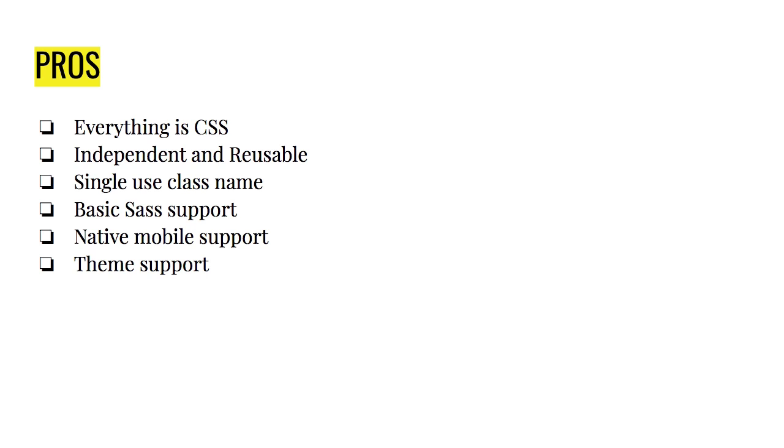Okay, so let's see the pros: everything is CSS here. You can utilize your existing style sheets, just copy the styles from there and paste them here. It's independent and reusable because you have included your CSS in your component file, and you can move it along with your component file with the style, so it's a complete package. Single-use class names, so there would be no collisions, right? It also has basic Sass support. You can utilize your logic here with variables and ternary operators and so on. It also has native mobile support and theme support as well.